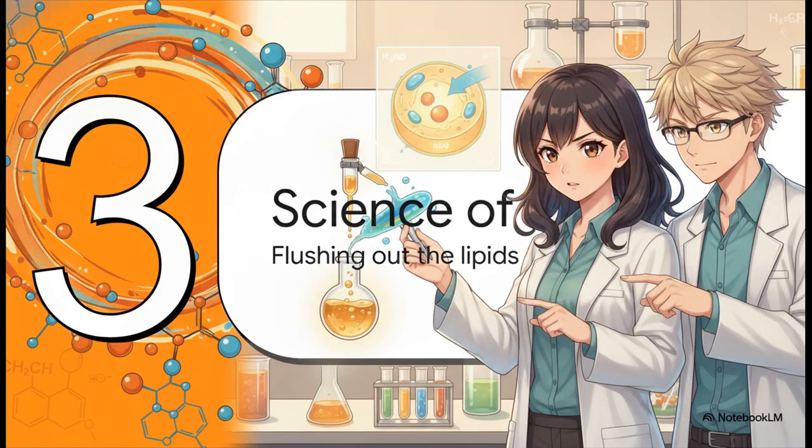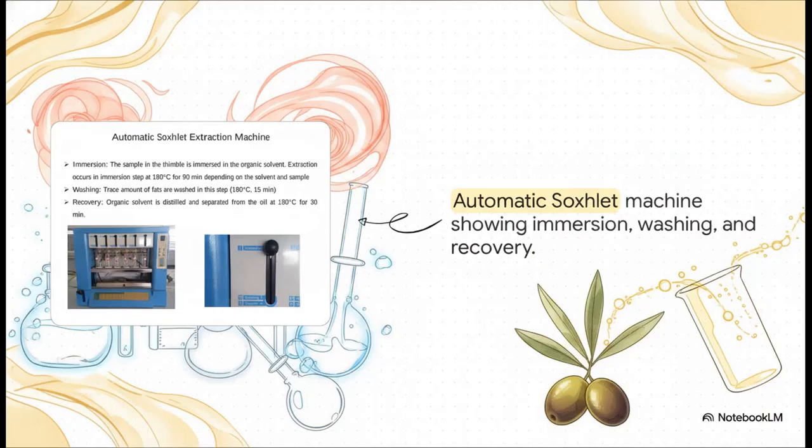Which brings us to Section 3, the science of extraction, flushing out the hidden suspects. With our sample perfectly prepped, one classical and highly effective method uses an automatic Soxhlet extraction machine. It's an incredible piece of lab equipment. It systematically immerses the sample in an organic solvent, usually running at around 180 degrees Celsius. After a thorough washing phase, the organic solvent is distilled and separated, recovering the pure oil. It's literally chemistry in motion.